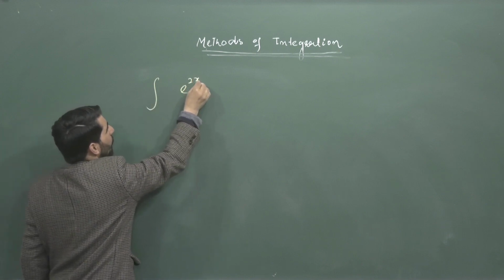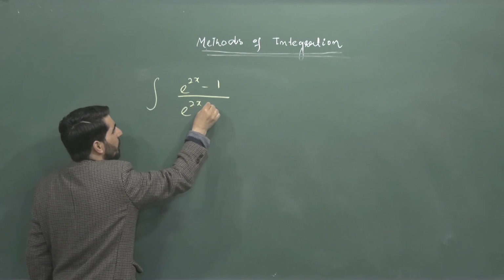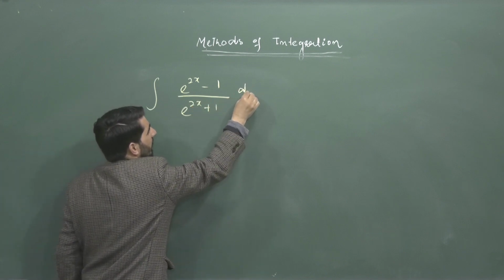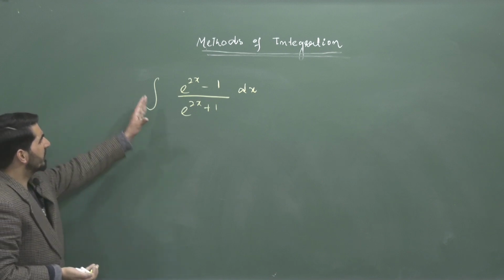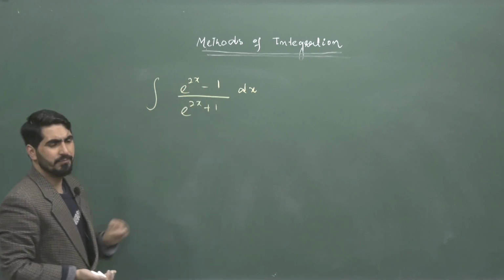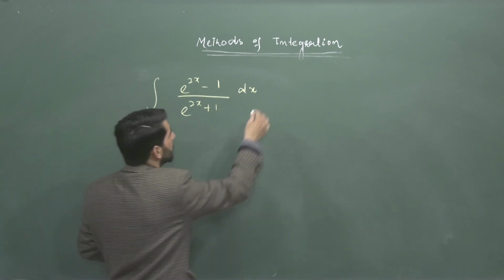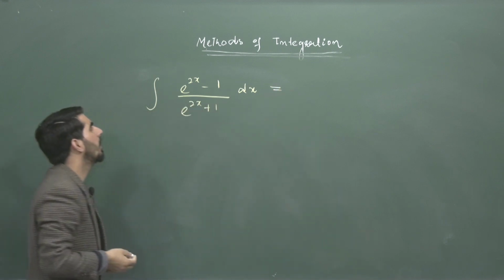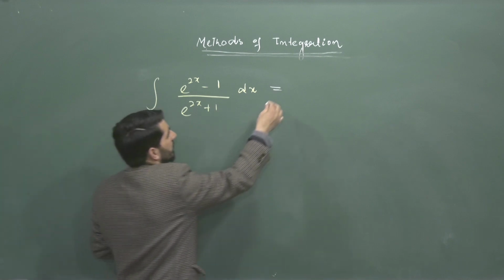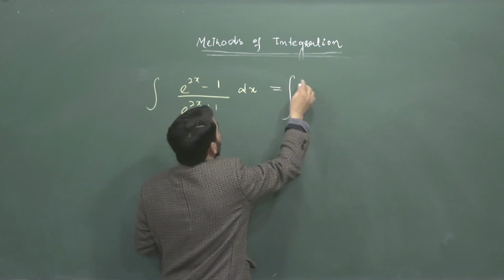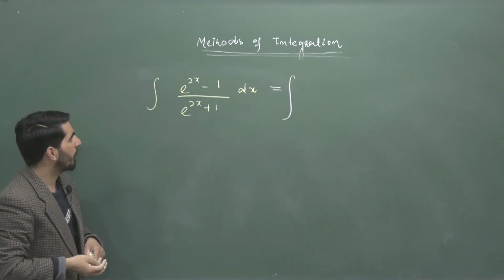Integrate e raised to power 2x minus 1 divided by e raised to power 2x plus 1 dx. First of all, we will simplify this question. Now we will write this question like this, dividing the numerator and the denominator throughout by e raised to power 2x.